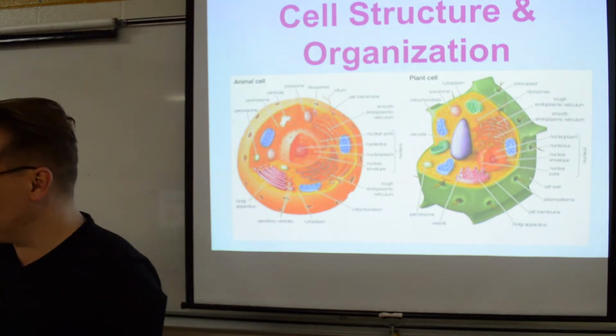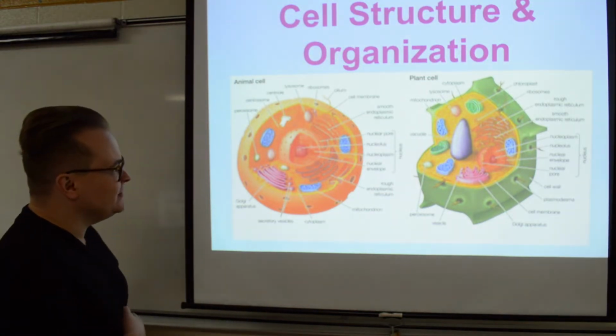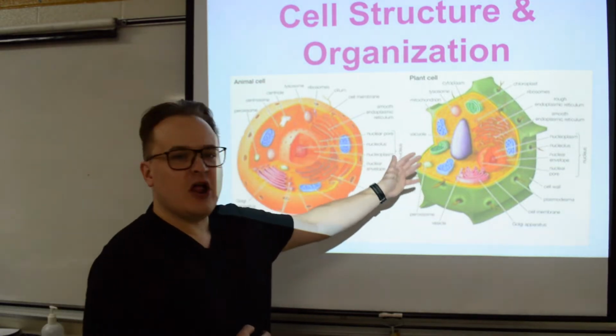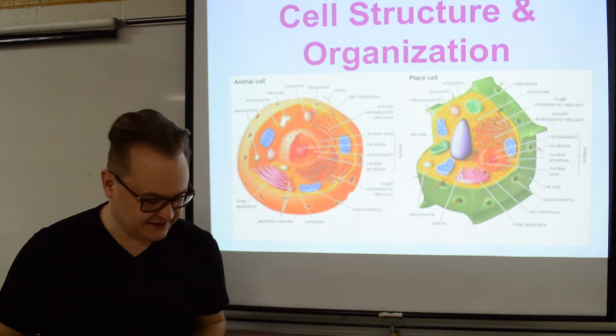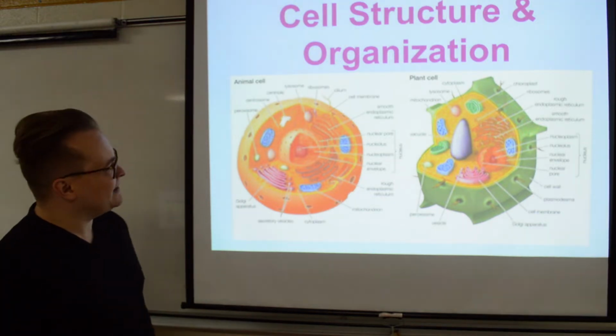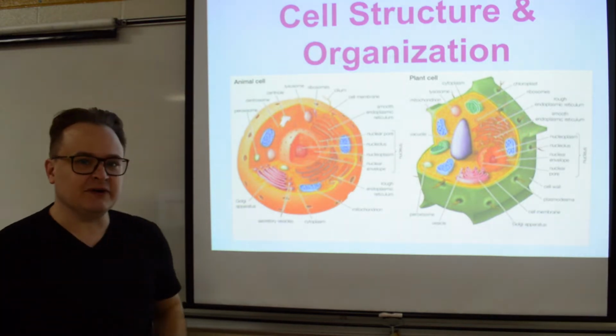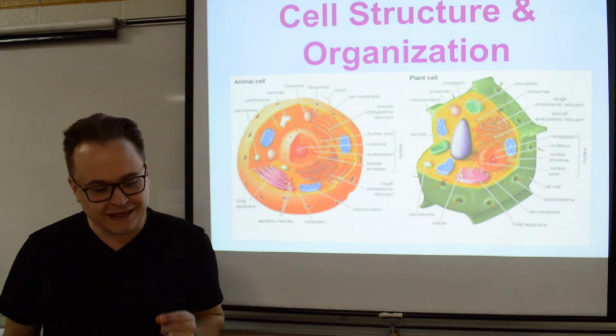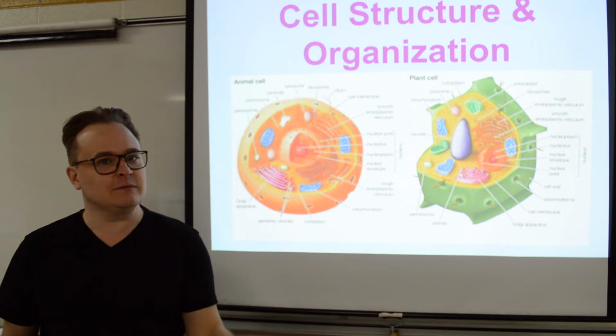You can see here, cell structure and organization. Animal cell, plant cell. There's a lot in common with these things. There's a lot in common with an animal cell and a plant cell, except there are 3 major differences. You are going to learn those 3 differences, and you will need to know them. They are guaranteed to be on a test.